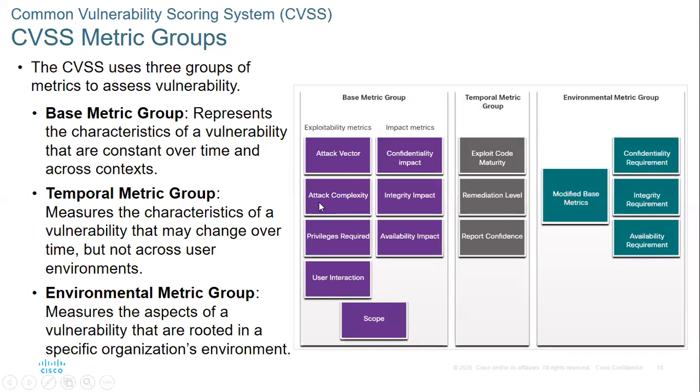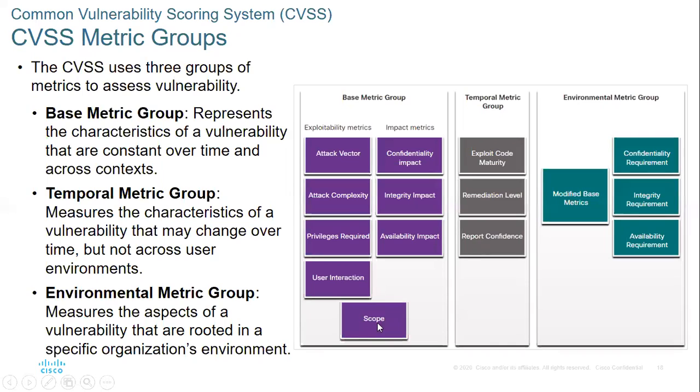And then we have attack complexity. Attack complexity deals with what components are there, what software is there, what hardware is there for the attack to be successful. And then privileges required. What privileges are supposed to be there for the attack to be successful? And then user interaction, how much of the interaction is required for the attack to be successful.